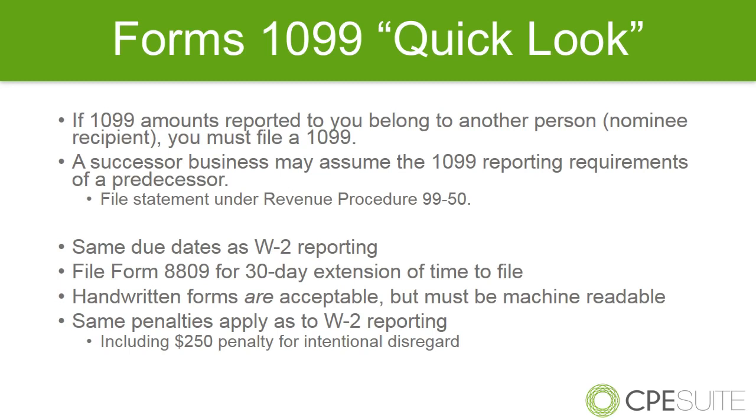In order to take advantage of this, there is a very specific revenue procedure that talks about this, and you have to file a statement with the IRS under Revenue Procedure 99-50. It's also important to point out that Forms 1099 all have the same due dates as W-2 reporting that we talked about earlier. The Form 8809 extension of time to file applies equally to 1099 returns as it does to the W-2s.